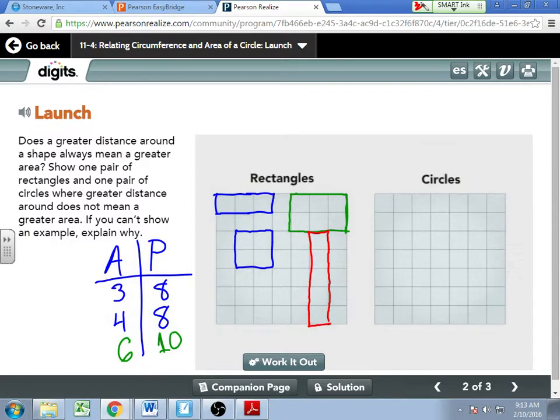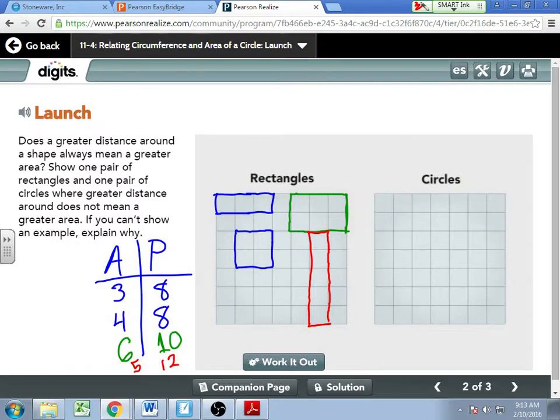What's the perimeter of my red rectangle there? Perimeter. I've got 5 on the right side, 5 on the left side, 1 on top, 1 on bottom. My perimeter is now 12, but what's my area? 5.